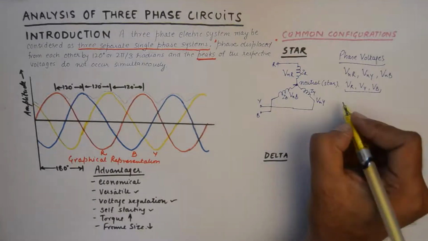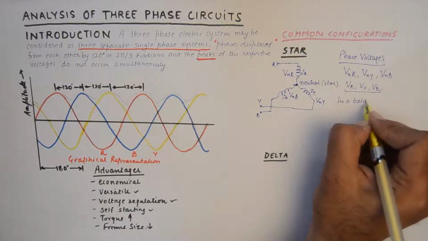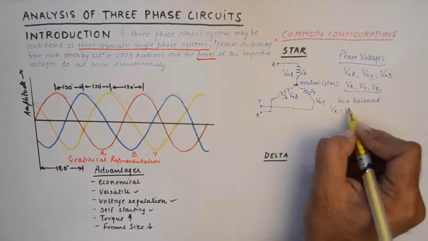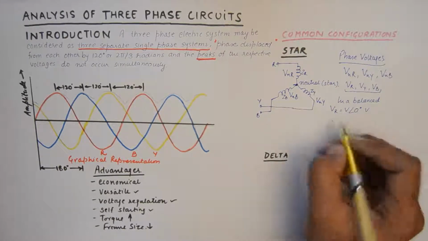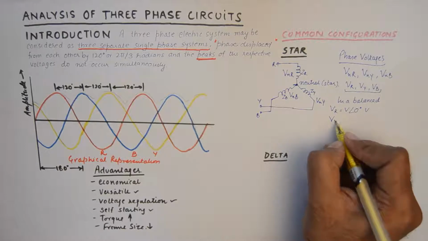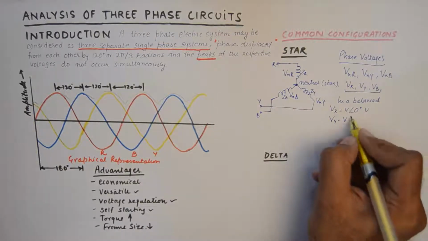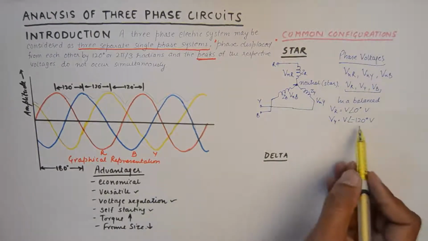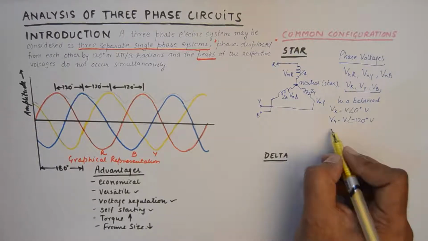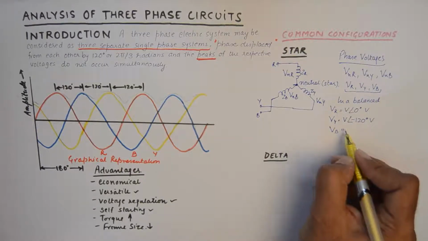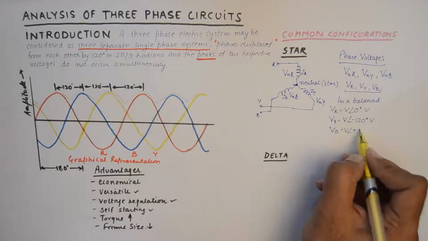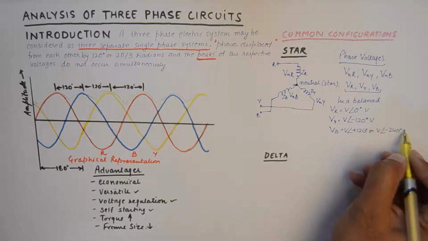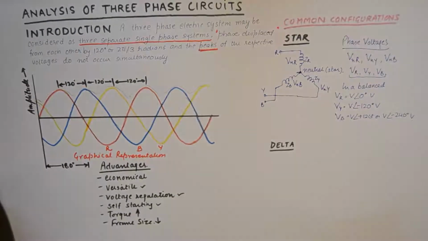And in a balanced star configuration, we'll find that if VR is V angle 0 volts, then VY will be V. The amplitude will remain the same, but it will be displaced by a phase of 120 degrees. We know that this is going to happen, and VB will be displaced in the other direction, or VB will look something like this.